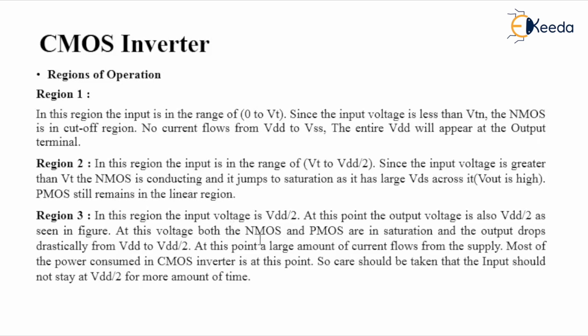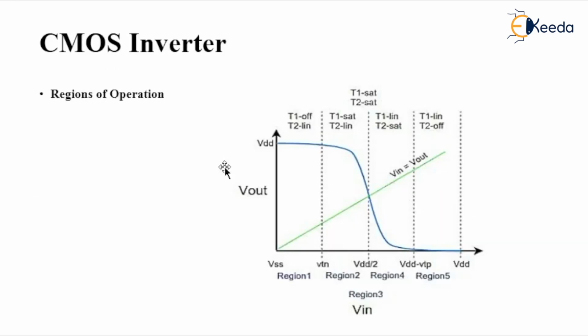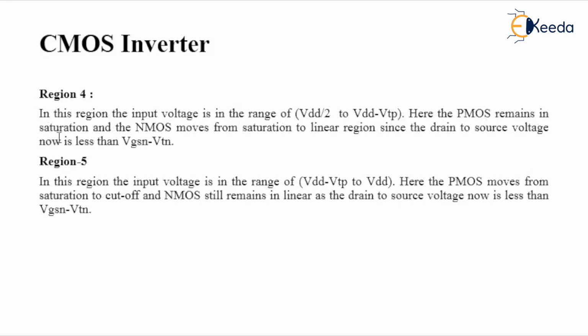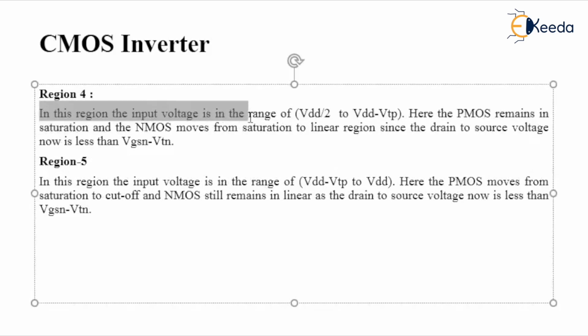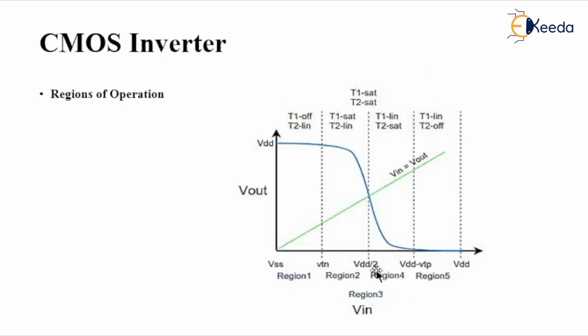So in this mode, both NMOS and PMOS are in saturation. So that's the reason I've written T1 is in saturation, T2 is also in saturation. Next, going to region 4. In this region, the input voltage is between VDD by 2 and VDD minus V threshold of PMOS. Region 4 is VDD by 2 to VDD minus V threshold of PMOS.